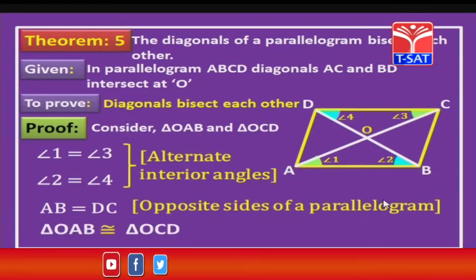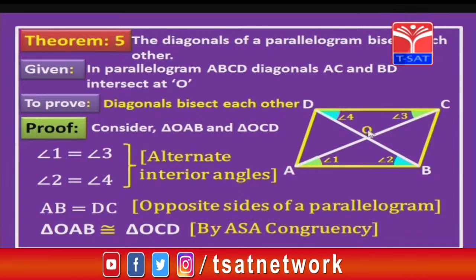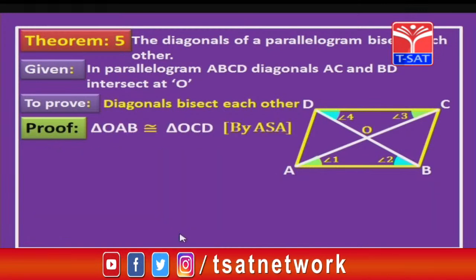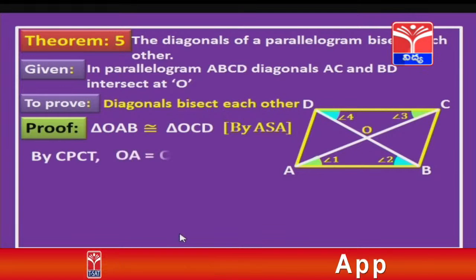Now, I can write both the triangles OAB congruent to OCD. Why? If you notice, two angles and the included side of this triangle are equal to two angles and the included side of another triangle. So, by the ASA congruency criterion, these two triangles are congruent. So, both the triangles are congruent, you got. So, by CPCT, what do you get?